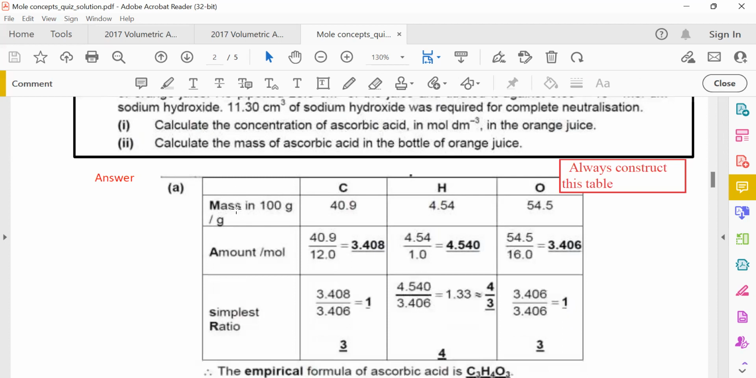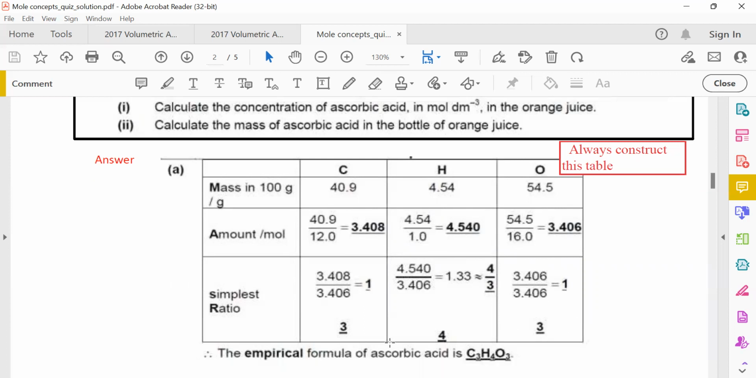I believe you have learned this in IGCSE, in O-level, in IP, where you're supposed to work out this table, where you're supposed to give us the mass of carbon, hydrogen, and oxygen. Okay, in this case, the percentage by mass is basically the mass, and the mass of carbon is 40.9, hydrogen is 4.54, and oxygen will be 54.5. Then what you need to do is to convert everything to mole, and you divide by its respective Ar, and you get the mole ratio. And always remember to divide by the smallest number of mole, which is the 3.408, where you get 1 : 1.33 : 1.